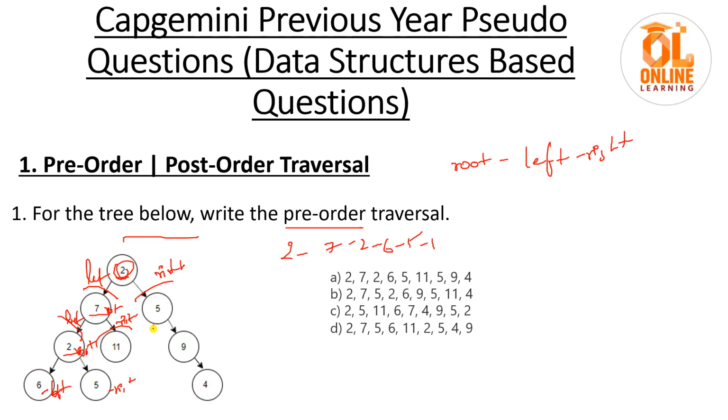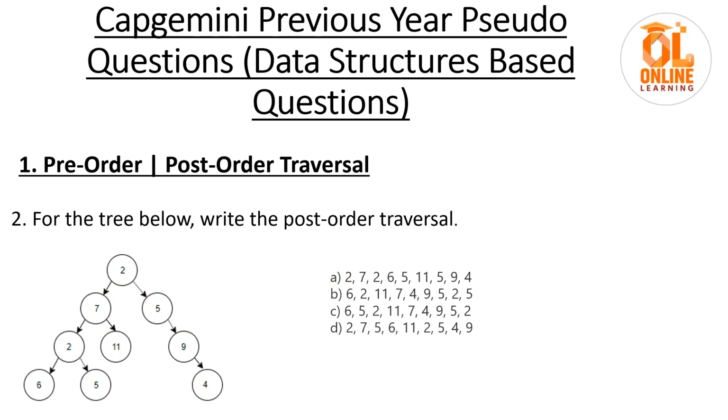In the right part, the left is null because nothing is there. So in the right part, this becomes root, and first we need to visit it. So 5 will be visited, left is not there, in the right, this becomes root, here 9 will be visited, there is no left subtree, then on the right, 4 is there. So 2, 7, 2, 6, 5, 11, 5, 9, 4, which is option A. Option A is the correct answer for this.